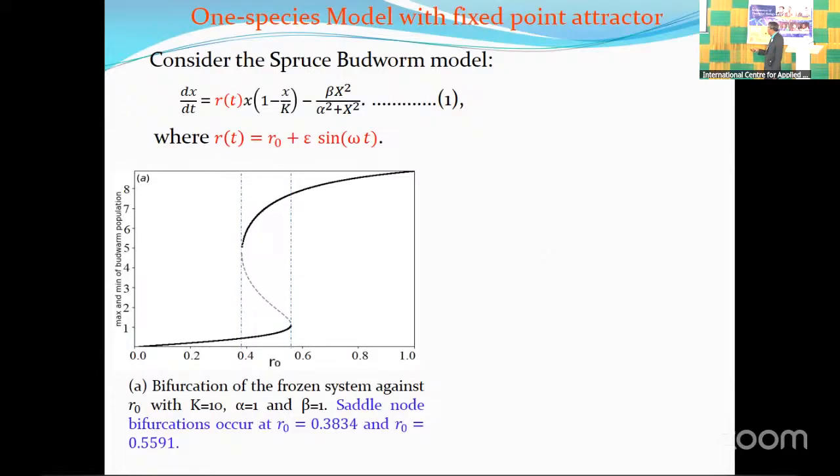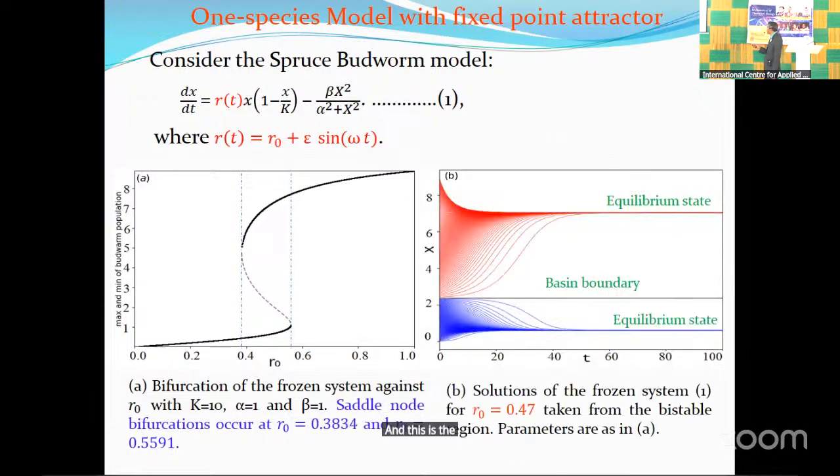There are two saddle-node bifurcations. One at r0 equal to 0.38, the second one at r0 equal to 0.55. And this is the time evolution of the frozen system. We are mainly interested in the bistable region. We have considered r0 equal to 0.47, so it is in the bistable region.